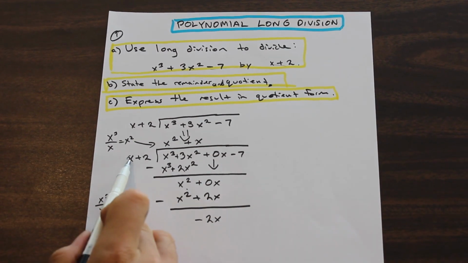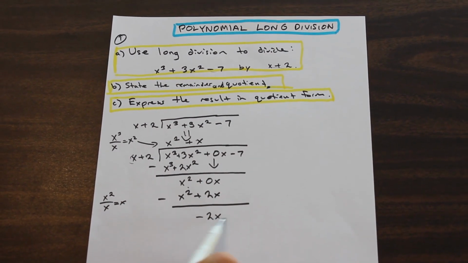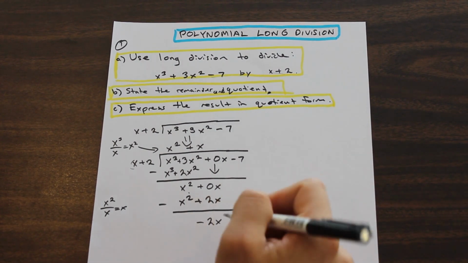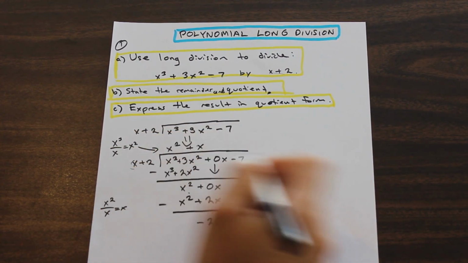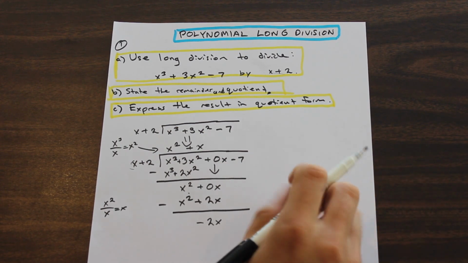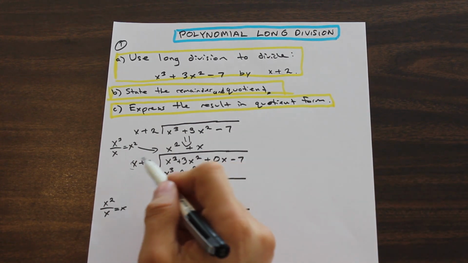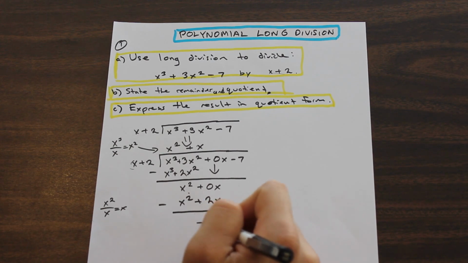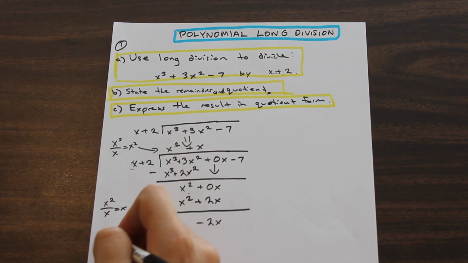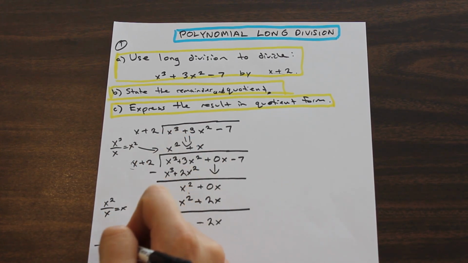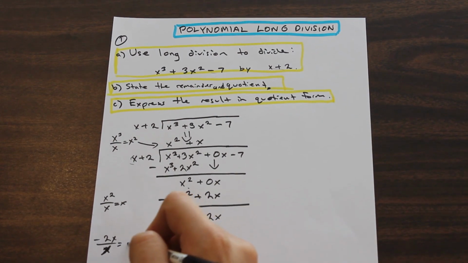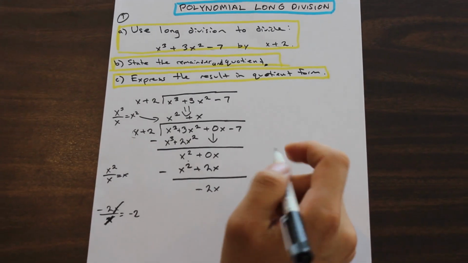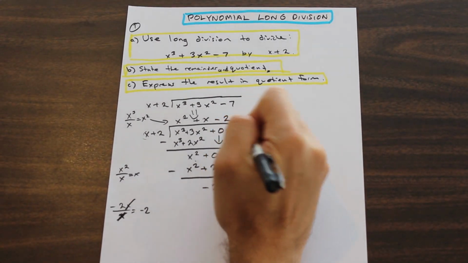Now we just keep continuing. You continue until the power of x here is less than the power of what we're dividing by. So let's continue. We're going to divide negative 2x by x. Over here, negative 2x divided by x is equal to negative 2, since the x's cancel. So we have negative 2.